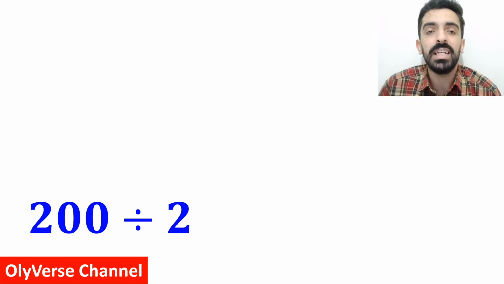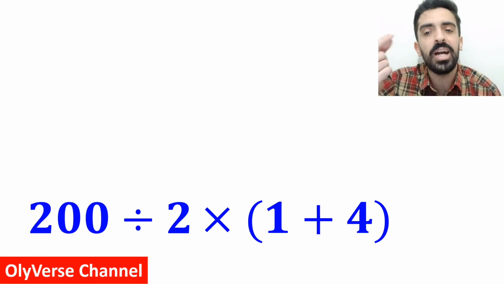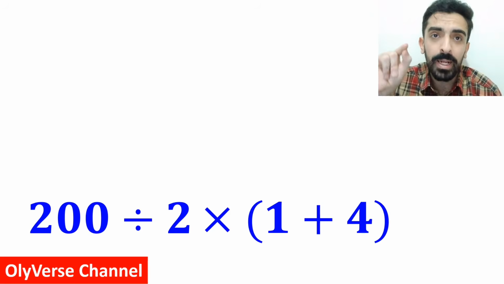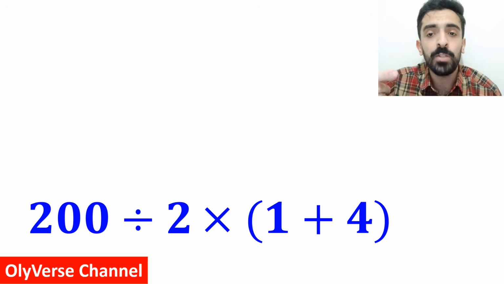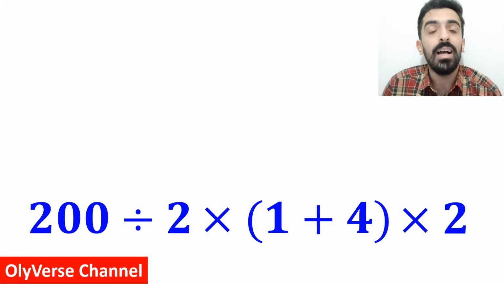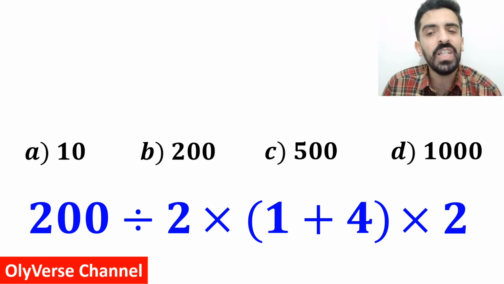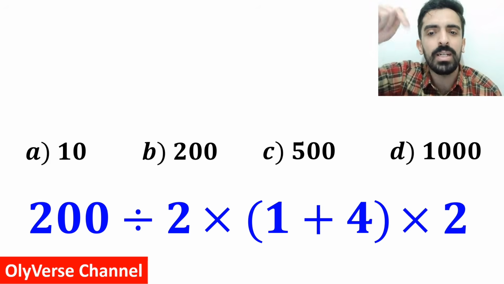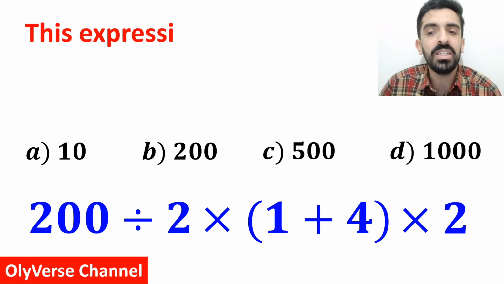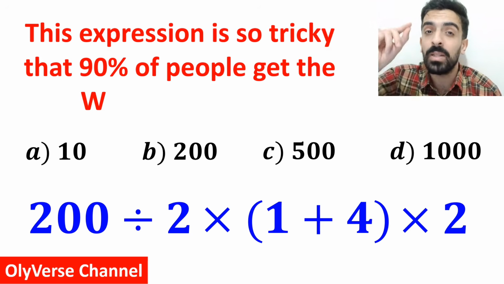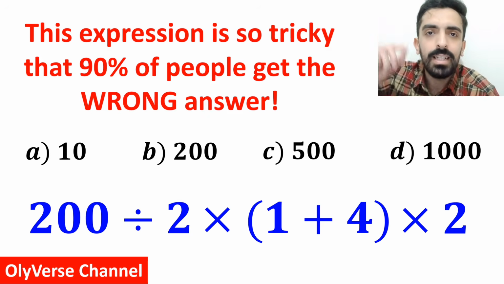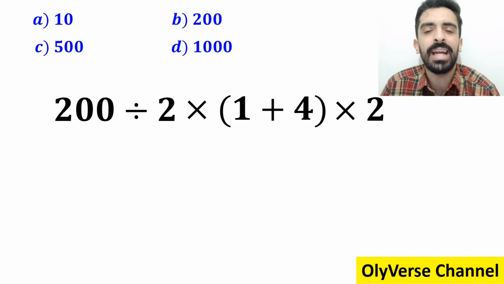What is the value of the expression 200 divided by 2 multiplied by (1 plus 4) and multiplied by 2? Which option do you think is the correct answer to this question? This expression is so tricky that 90% of people get the wrong answer. Let's go step by step and solve it together.